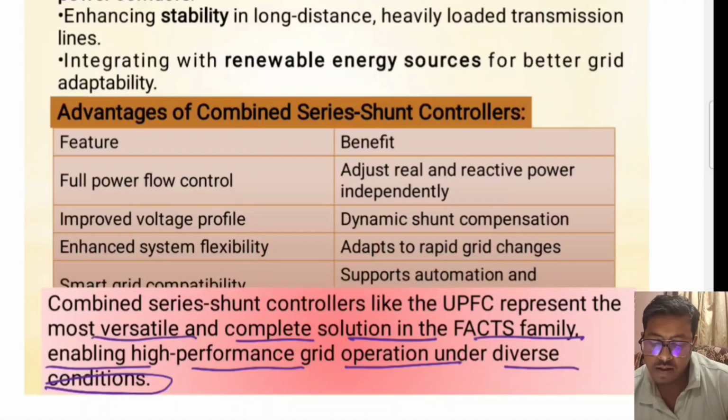In the upcoming lectures, we'll talk about these elaborately: series controllers, shunt controllers, and combined controllers, combined series controllers and combined series-shunt controllers.